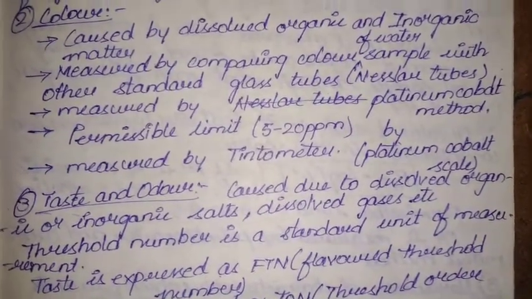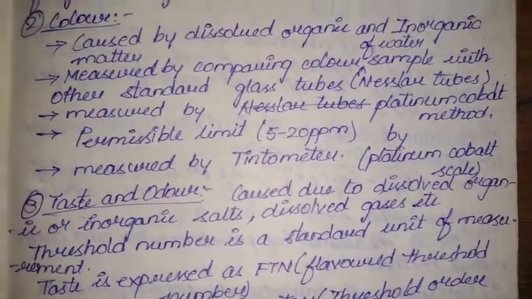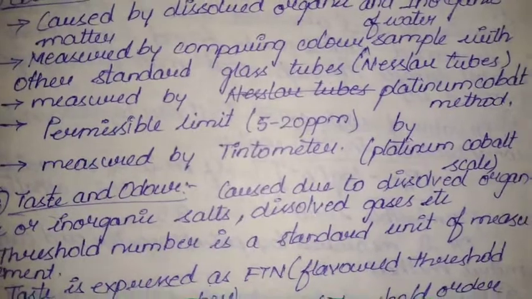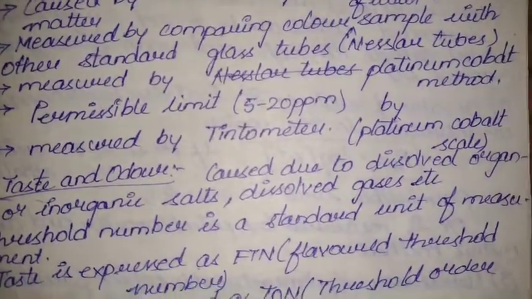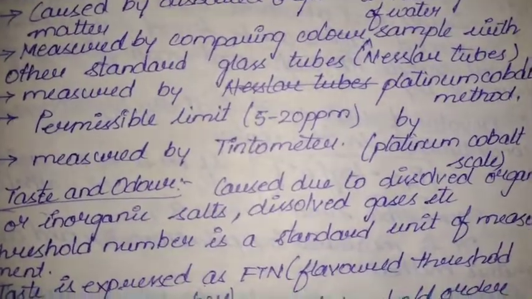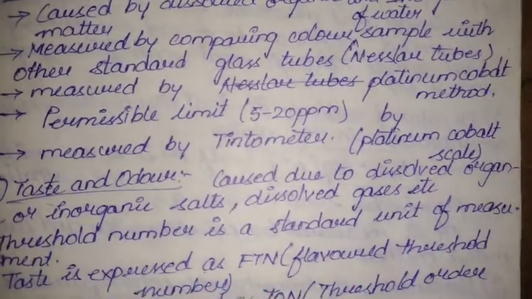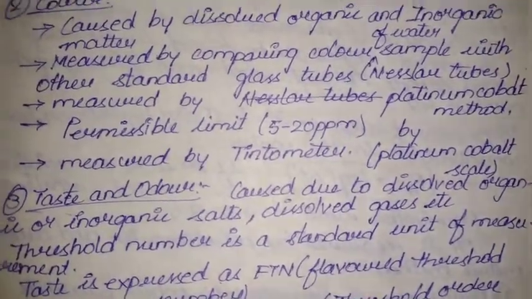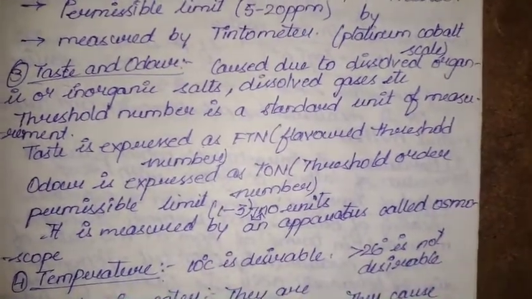See, in the case of color, we are not directly getting units of color or anything. We'll just be comparing it with another liquid. We have some standard glass tubes having a standard liquid. We will compare this liquid with that standard glass tube. So we'll see the color change using this platinum cobalt scale. Okay? Yes. Next, coming to taste or odor.